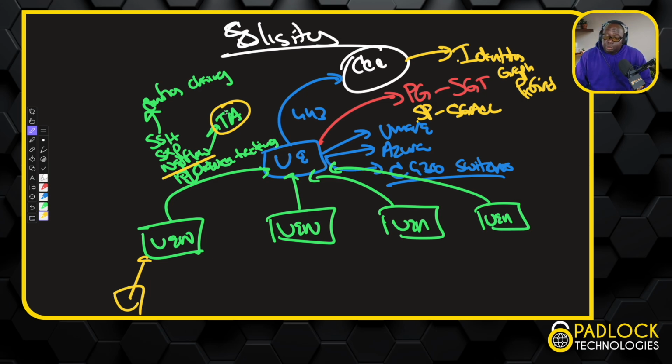The other thing that's cool about Elisity is continuous monitoring. So it will always monitor devices on your network to see if something changed. And if something changed, it will switch from one policy group to the next policy group, depending on what it is, right? Policy groups are very important.